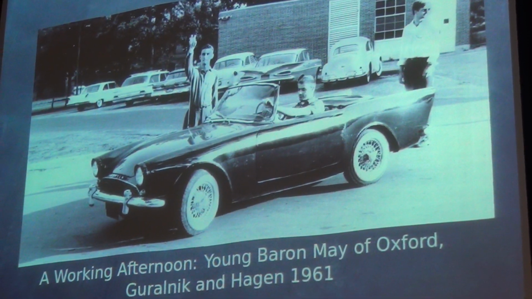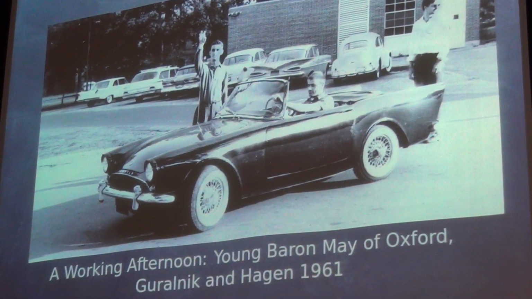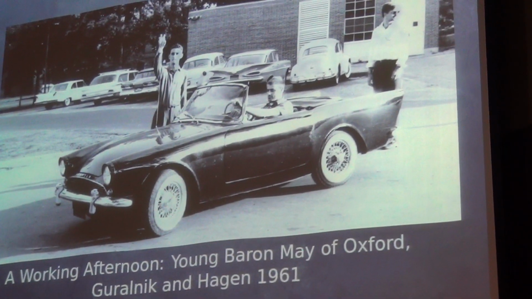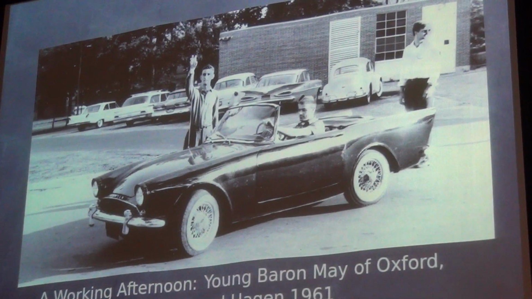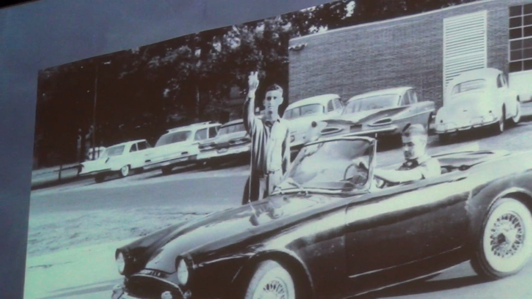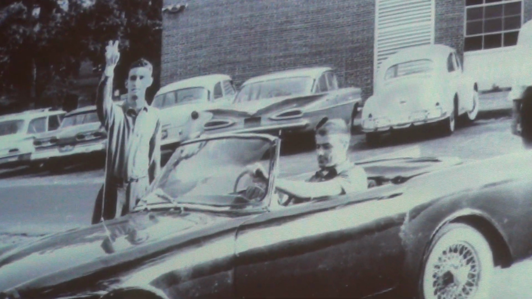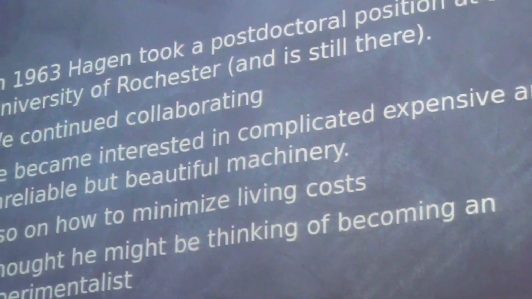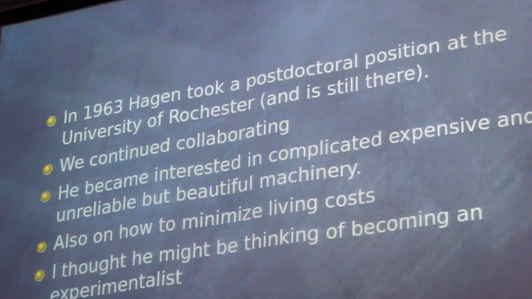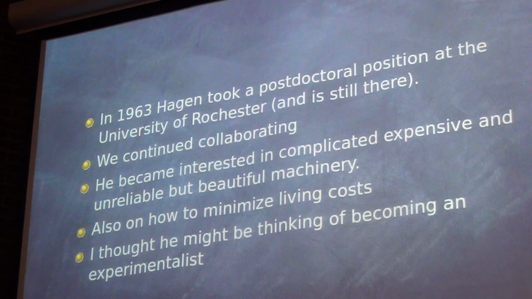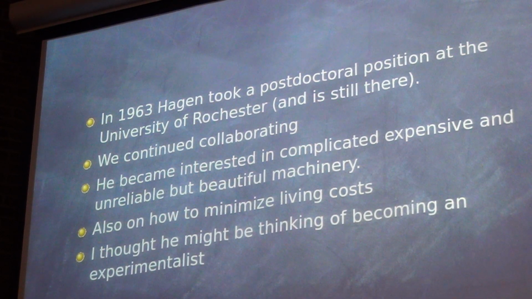You remember this scene? This is CEA, the Cambridge Electron Accelerator. And standing up, making what I assume is a friendly wave, is a man who became Baron May of Oxford. I'm sitting at the wheel of the Sunbeam Alpine, and looking all seemingly distracted and uninterested is Dick Hagen. Now, pretty much shortly after this picture was taken, a year or so, Hagen finished up ahead of me, and he got a postdoctoral position at the University of Rochester. Indeed, he never left. He's still there.